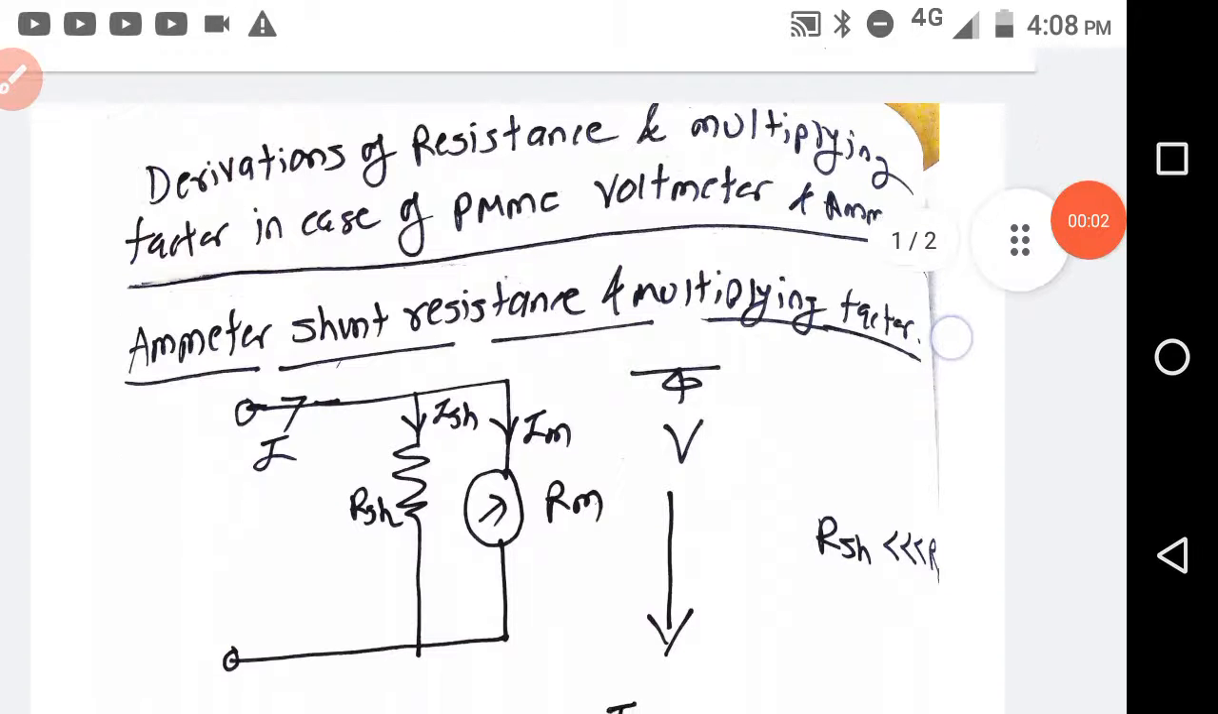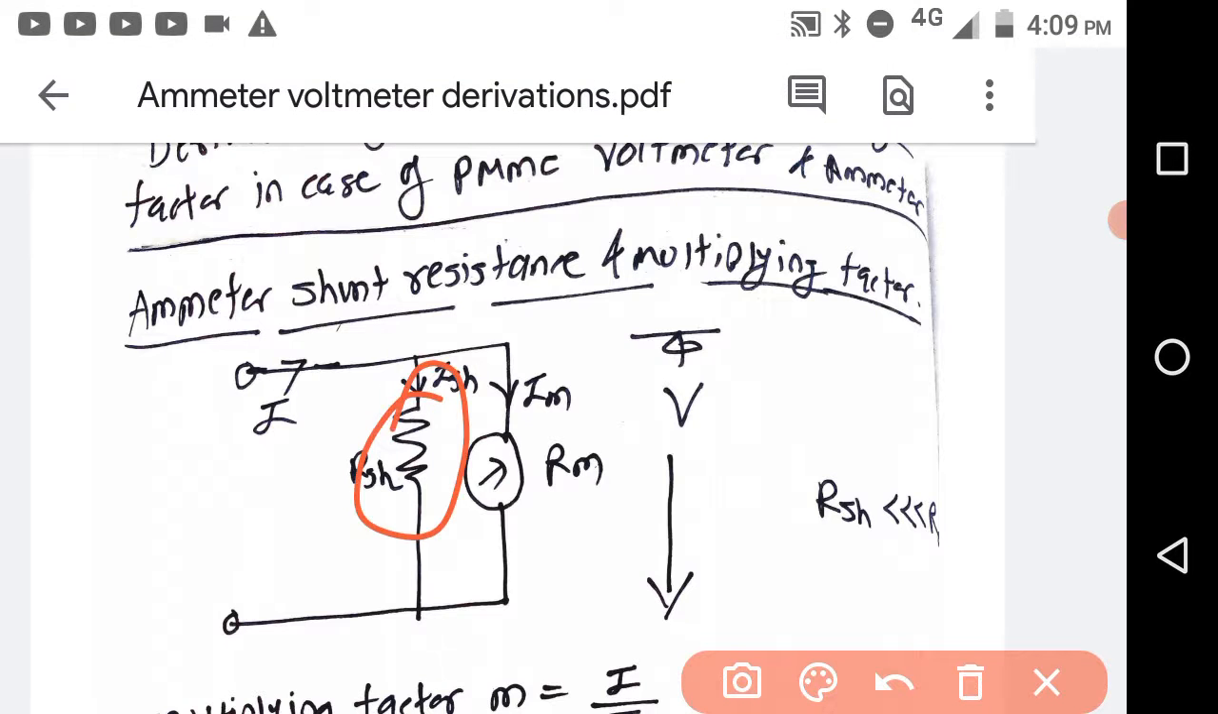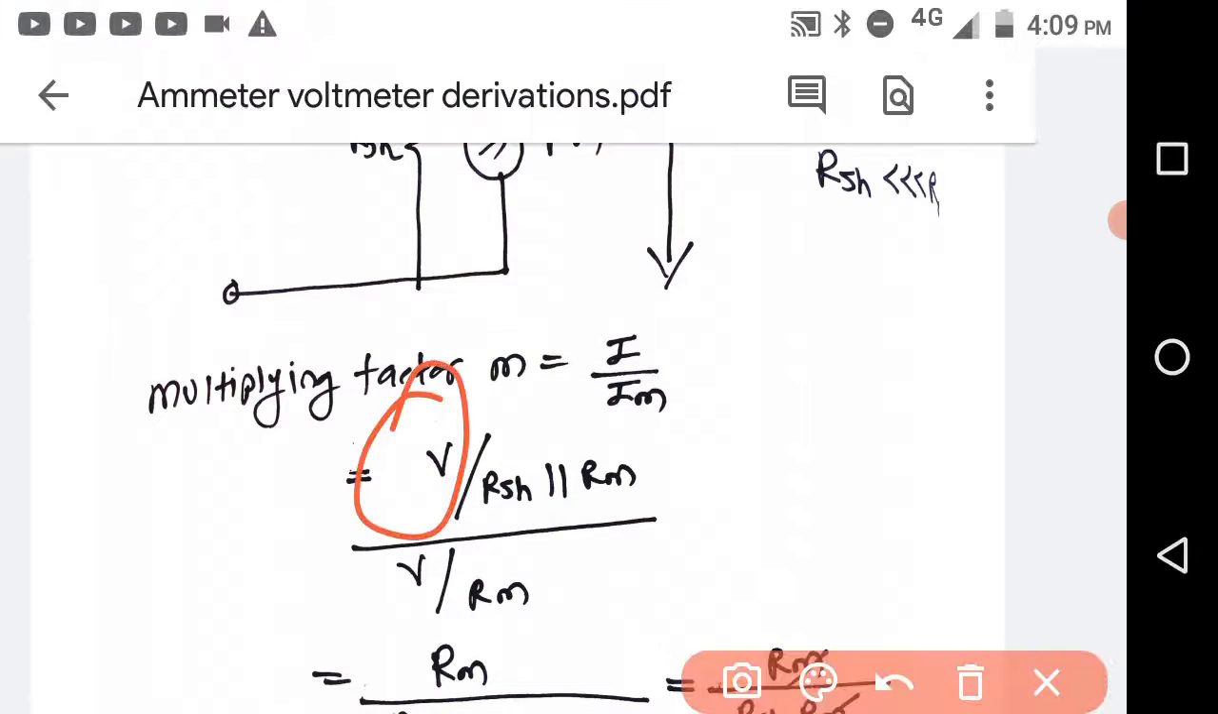In this video, we will see the derivations for the multiplying factor and the resistance in case of voltmeter and the ammeter. To increase the range of an ammeter, a resistance is connected in parallel. So what is the multiplying factor? Multiplying factor is the ratio of the current you desire to measure and the actual rating of the meter.